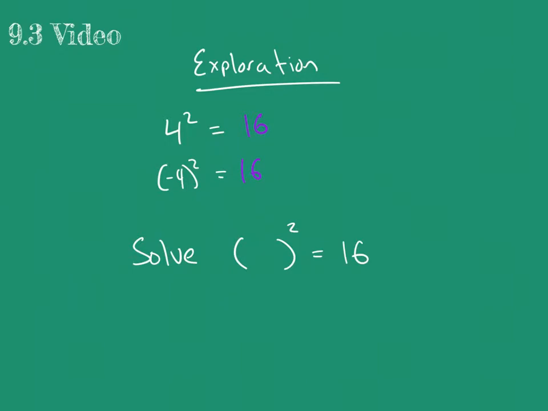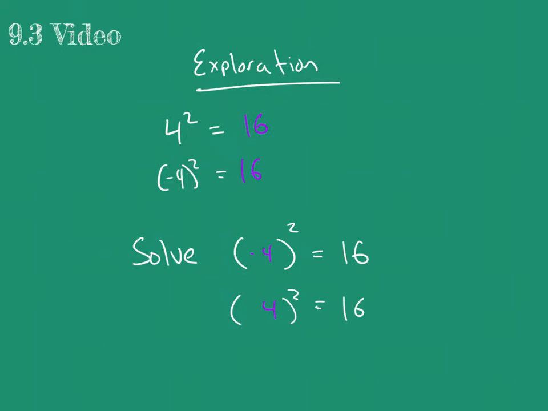So we can see both of those numbers, 4 and negative 4, when I square them, give me the answer of 16. So when I'm presented with an equation where it says, fill in the blank here, what number squared equals 16, as you can see above, we're actually going to have two answers. Because the answer could be negative 4 squared equals 16, or the answer could be positive 4.